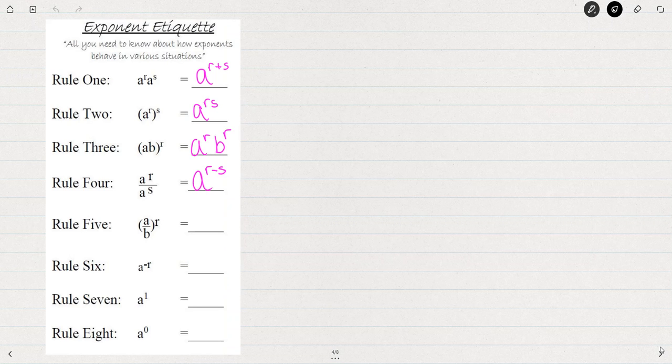Let's continue with the next 4 rules. Do you see how number 5 connects so closely to number 3? For number 3, we had multiplication together raised to an exponent, and here we have a quotient raised to an exponent. And just like number 2, if we take this a over b and raise it to an exponent, what we're going to do is distribute that exponent to the a and to the b. Let's look at that example, like x over y cubed.